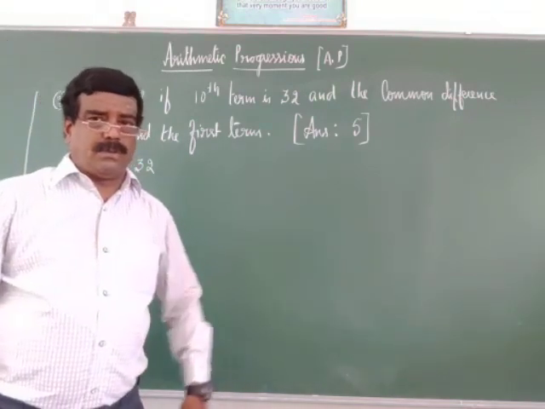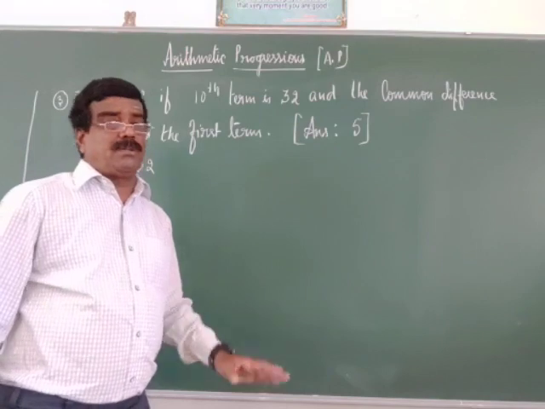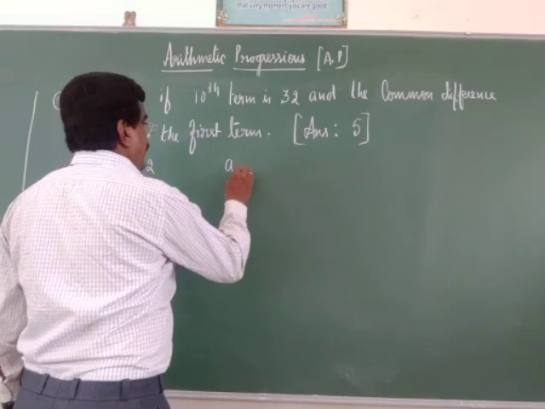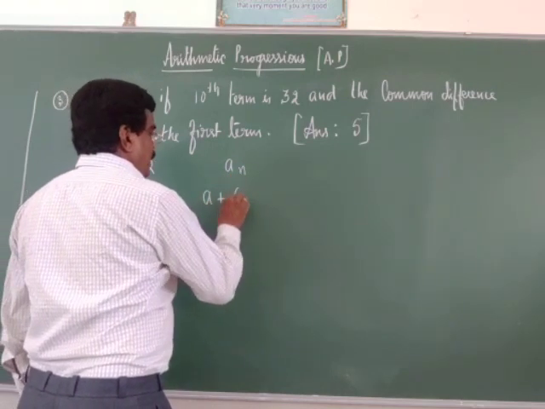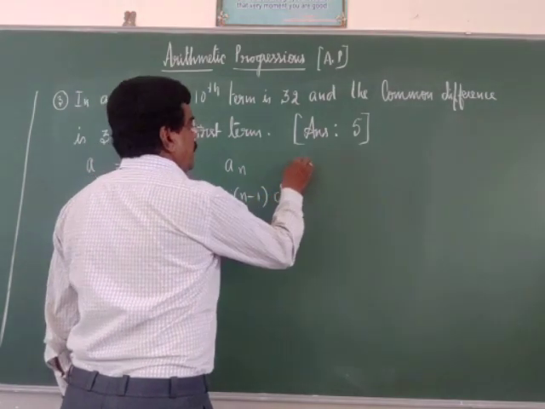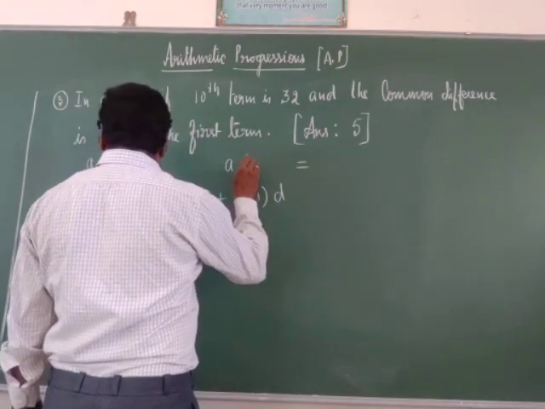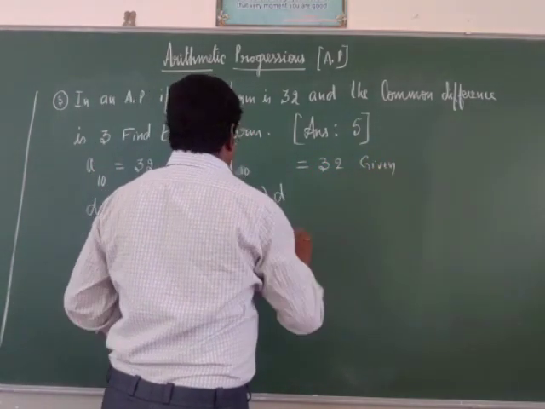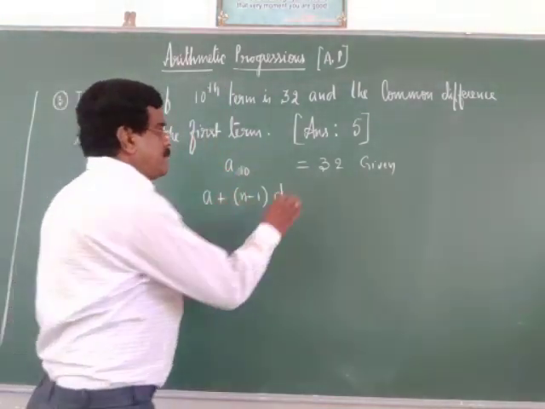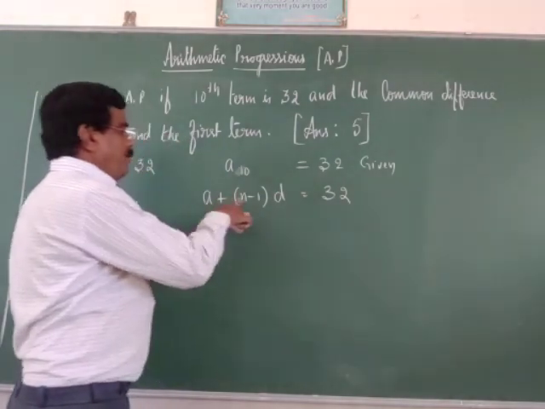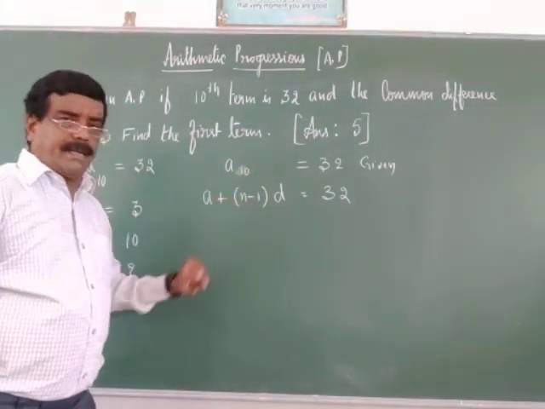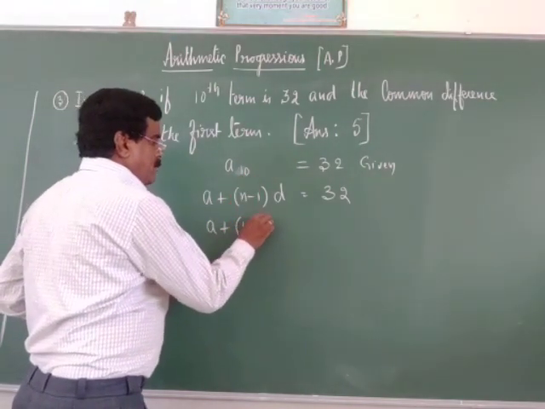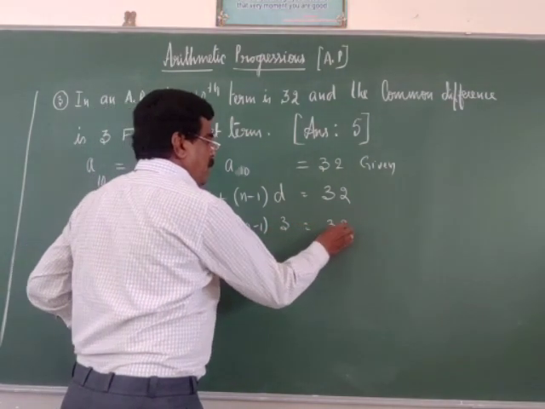This sum I will do slightly fast, children, because the second sum I did very slowly. If you understood that, you can do it yourself. That is, An equals A plus n minus 1 into D. So here you write A10 equals 32, given. In place of n you write 10. So A plus bracket 10 minus 1, into D, which is 3, is equal to 32.